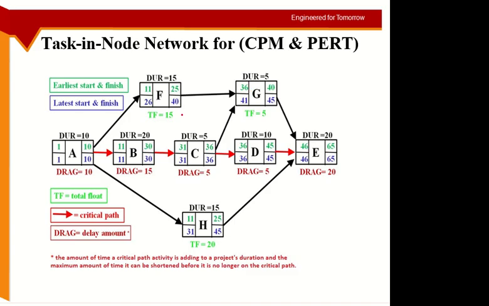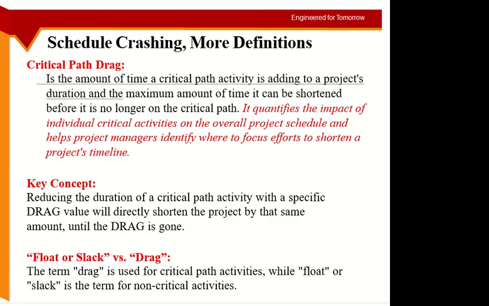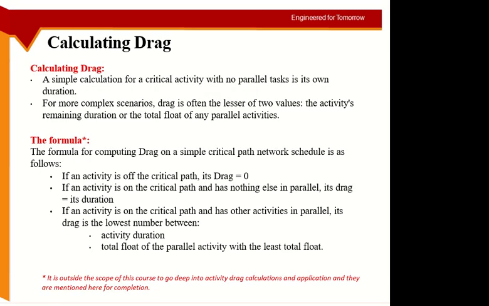So for non-critical activities, we look at the difference between their early and late times, either between two activities or for the same activity. If you are doing it for the same activity, we call it total float or total slack. If you are doing it for two different activities like F and G, we call it the free float or the free slack. But drag is the term for compressing the activities on the critical path, while float is the term for non-critical activities.